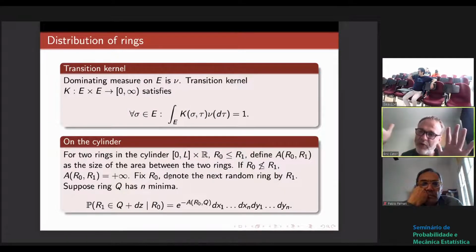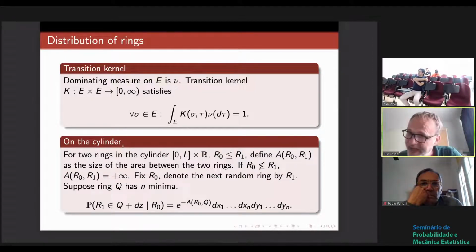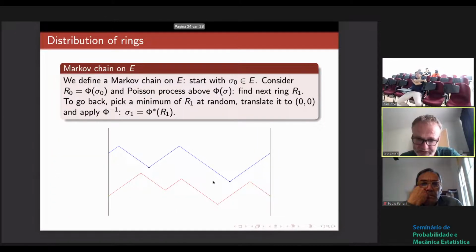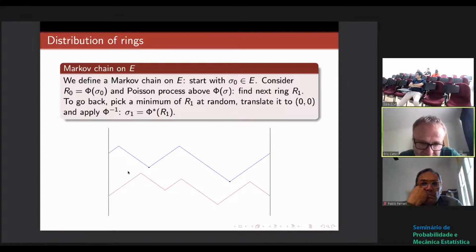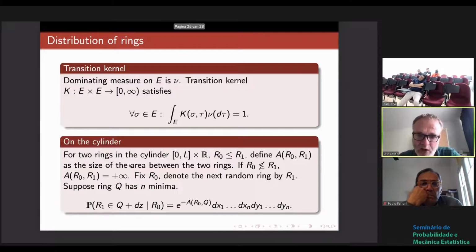Well, we're going to study the process on the cylinder, because that's where we actually know what's happening. If you have two rings in the cylinder, let's say R0 and R1, where the bottom one is R0 and the top one is R1, then we can define A of R0, R1, which is the size of the area between the two rings. That's this area here in between the blue and the red one. That's A of R0, R1. This is only well defined if R0 is completely below R1. If that's not the case, then we define A to be plus infinity.